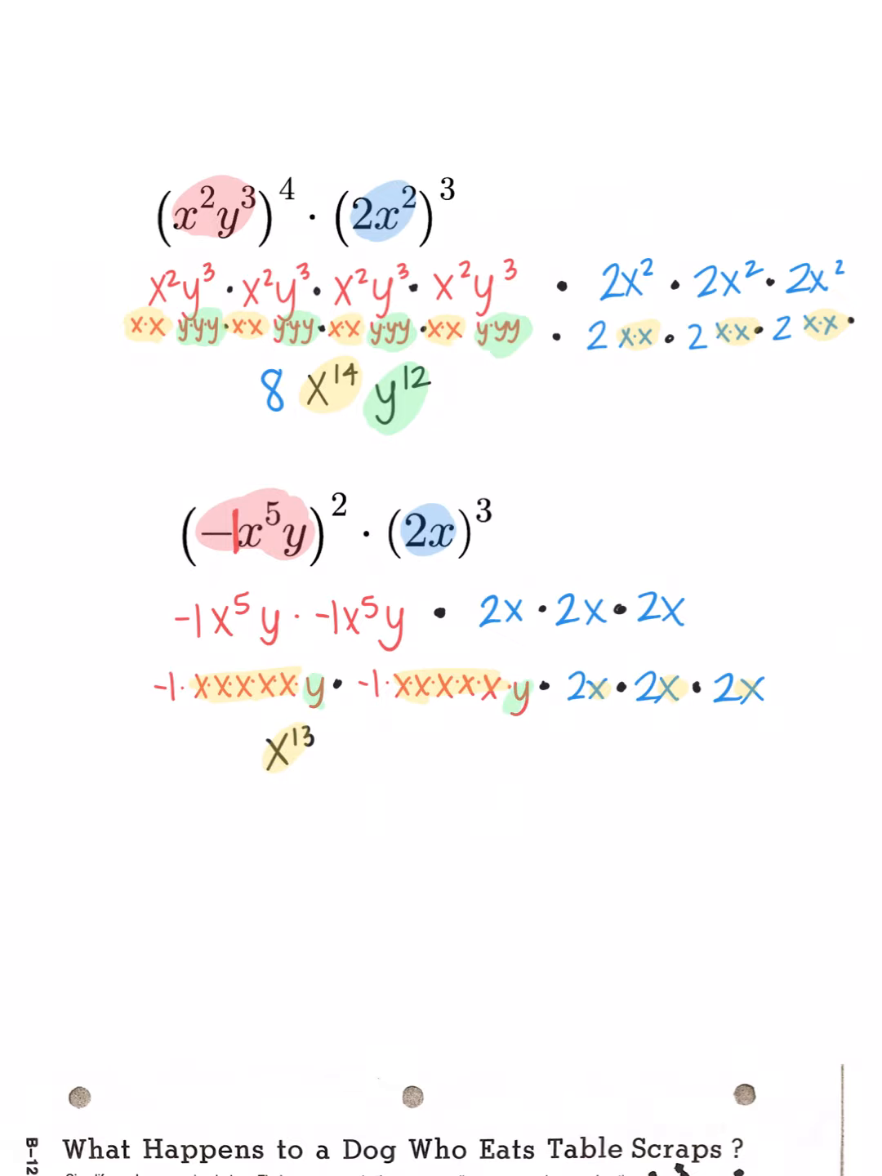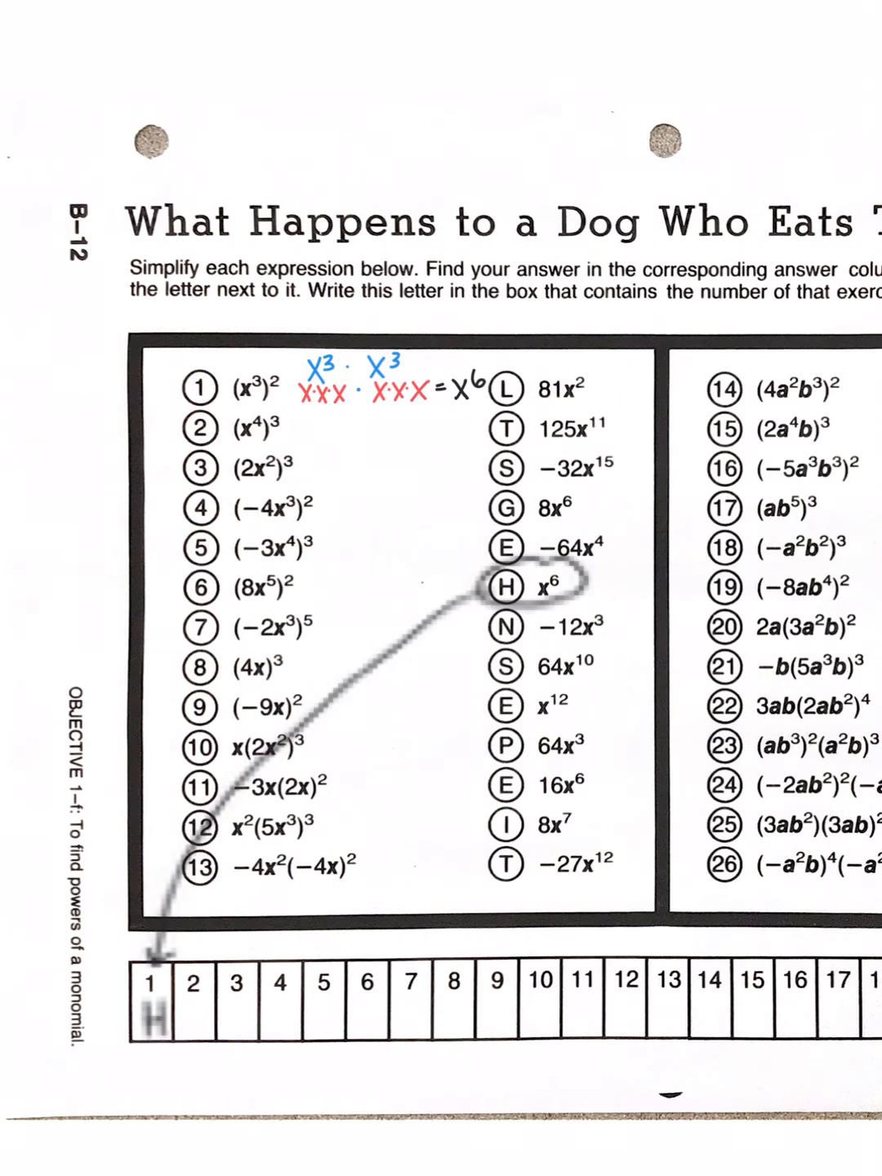2 y's would make y squared, and then I have my negative 1 times negative 1 times 2 times 2 times 2. Well, 2 times 2 times 2 would be 8. Negative 1 times negative 1 would be positive 1. That would give me a positive 1 times 8, or just simply 8. x cubed, y squared. Now you're ready to start your homework.